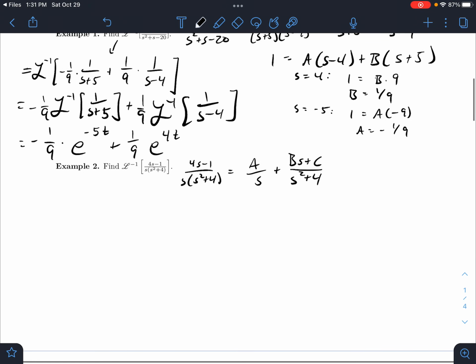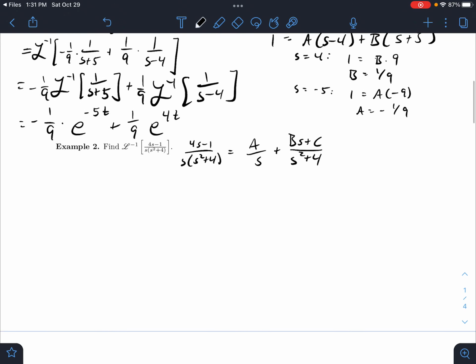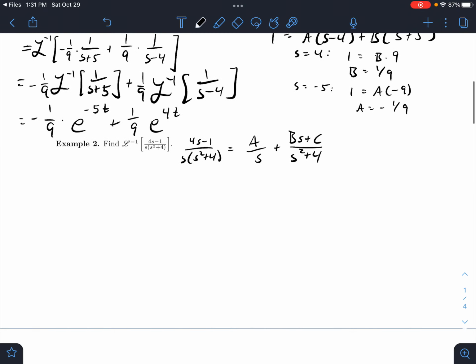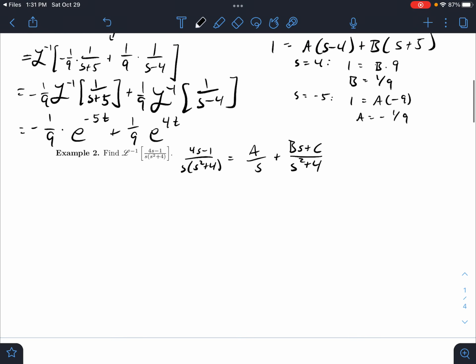If this seems weird or unfamiliar to you, I would highly recommend going back to freshen up on the ins and outs of partial fractions. But anyway, I'm just going to plow ahead. From here, once we get the setup, all we do is multiply through by everything. So we get 4s minus 1 is equal to a times s squared plus 4 plus bs plus c times s.